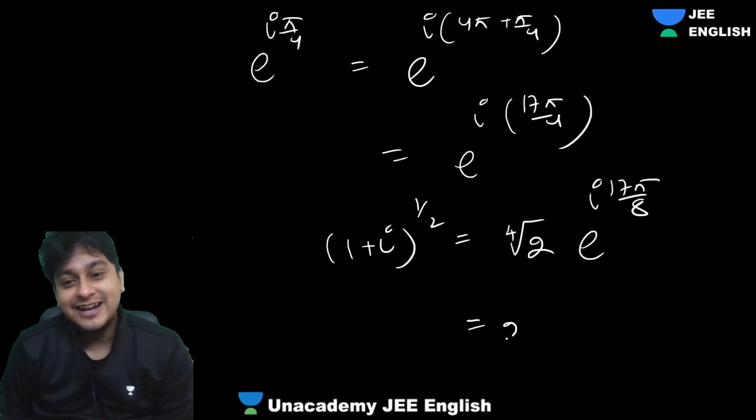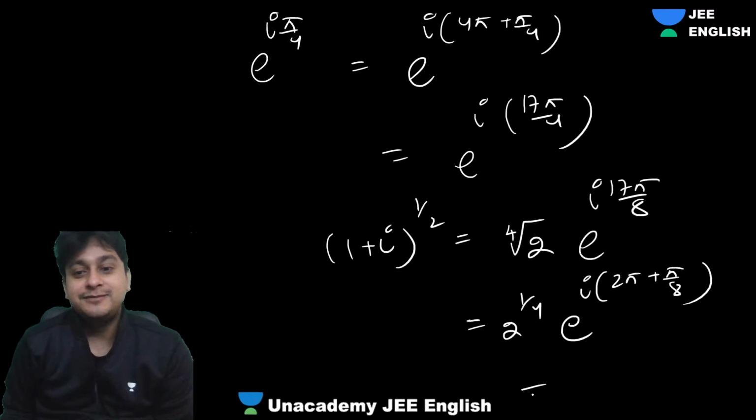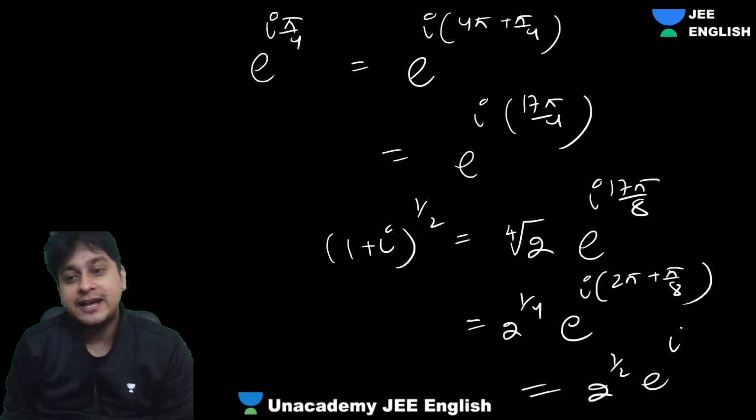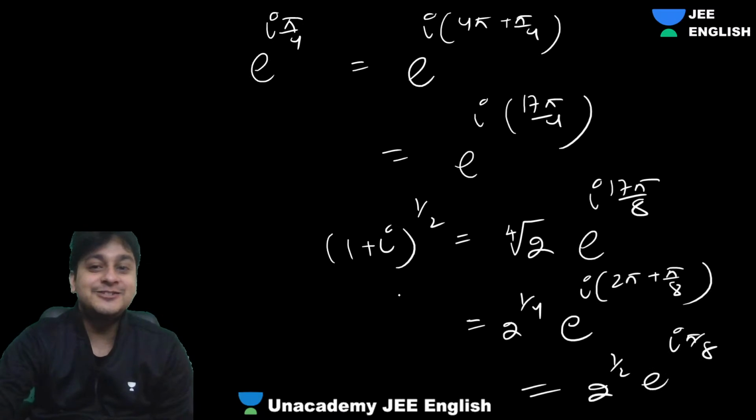But guys, if you look at it carefully, it will be nothing but e power i, can I say, 2 pi plus pi by 8? Yes, so this will be back to the first one. This will be nothing but the first one only, na? 2 pi, e power i pi by 8 only. Understood? So it will keep on repeating.